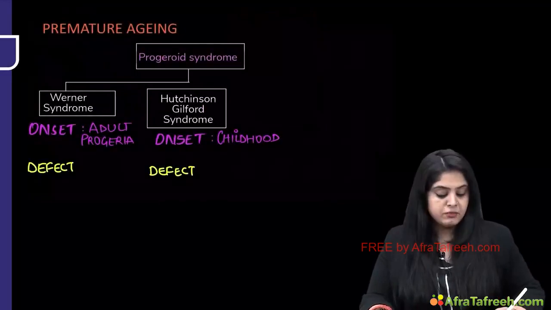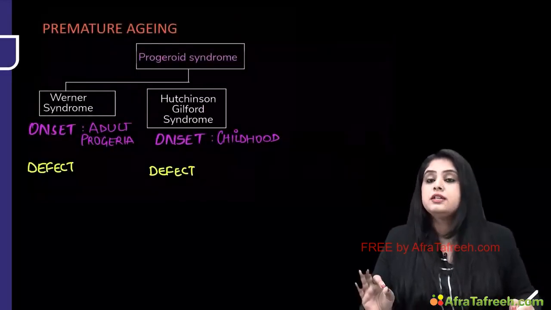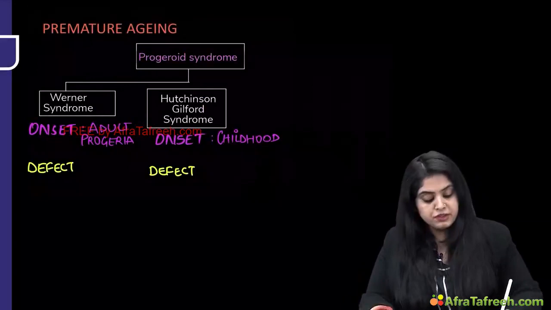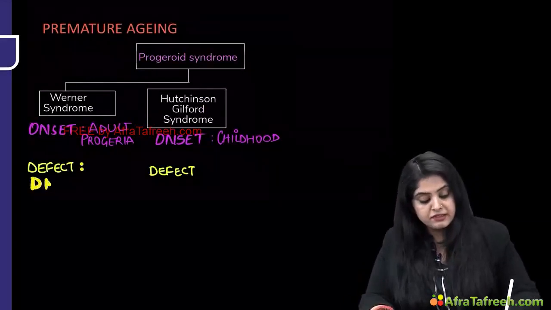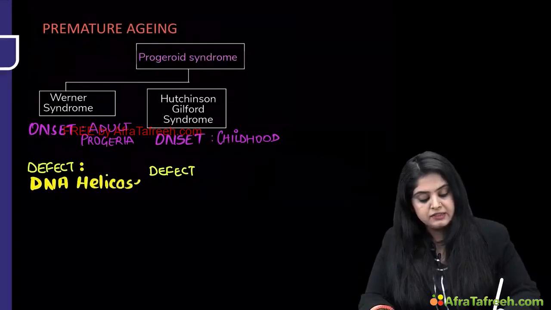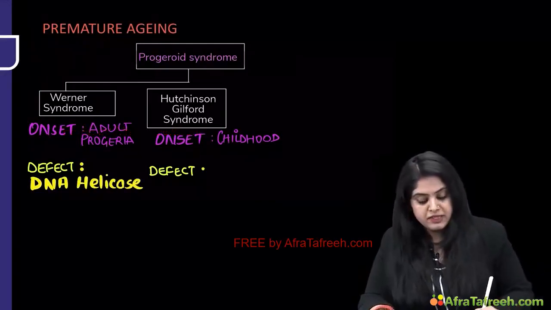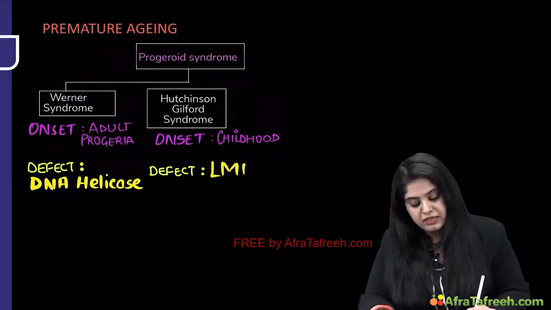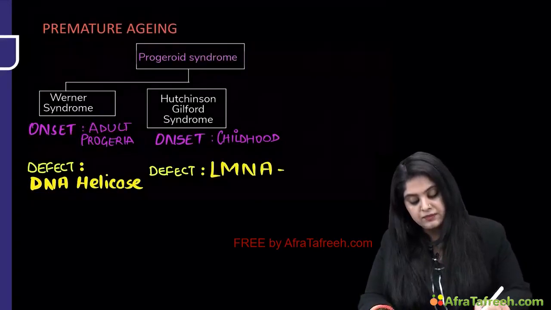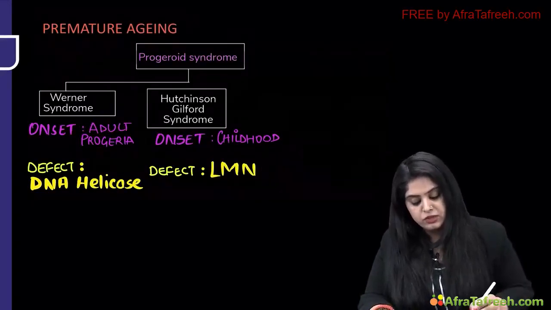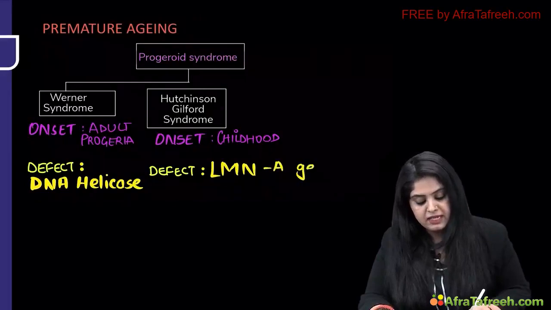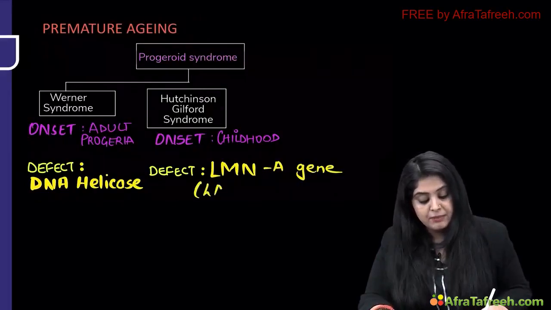What is the defect? NEET PG and FMG questions. The defect that you have in Werner syndrome, mug it up as it is. This has come twice over in the exam. It is DNA helicase defect. And what is the defect in Hutchinson-Gilford syndrome? It is the LMNA gene. The LMNA gene is going to be defective. What is LMNA? Lamin. It is a laminopathy. It is the lamin A gene.